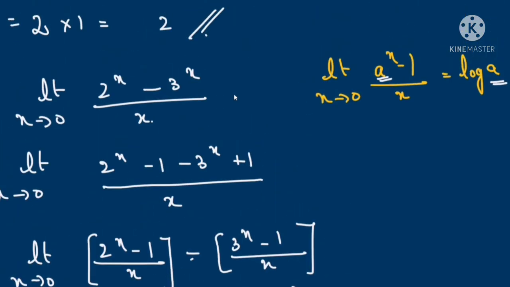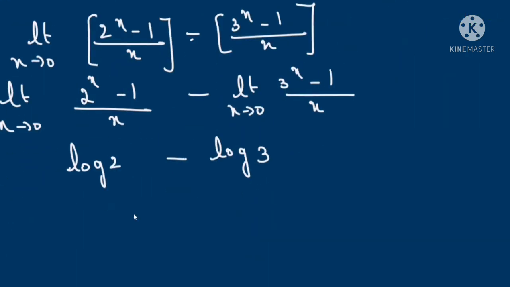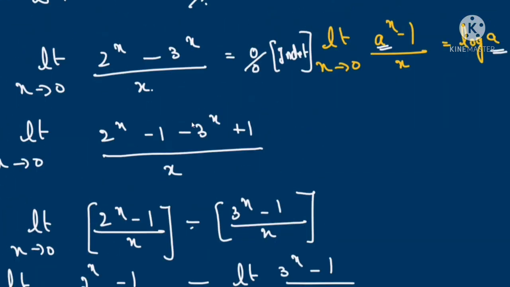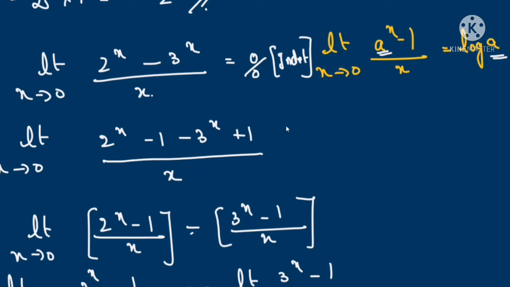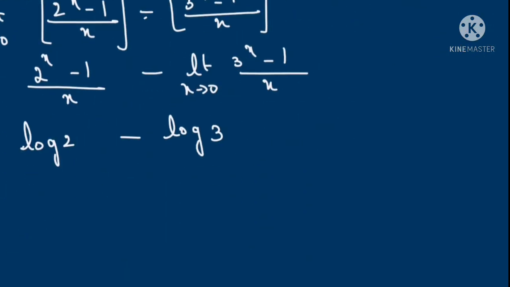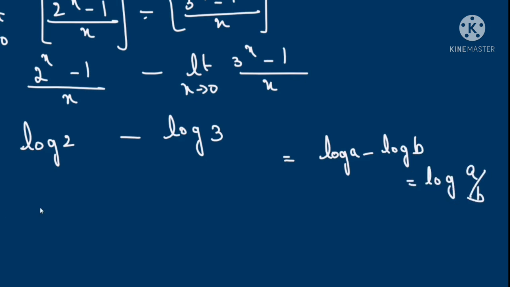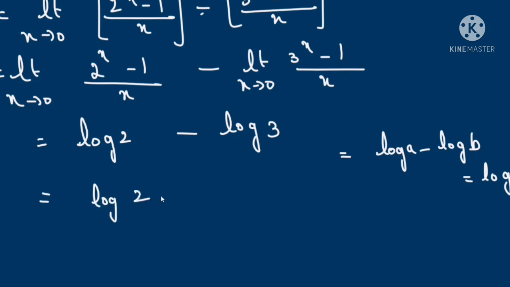Even here when you apply the limit straight away, 2 power 0 minus 3 power 0, 0 by 0, it is indeterminate form. So because it is indeterminate form, we are using the formula and doing. So log 2 minus log 3, you know the log quotient rule. Log A minus log B is log A by B. So this is equal to log 2 by 3. That's the answer. Thank you.